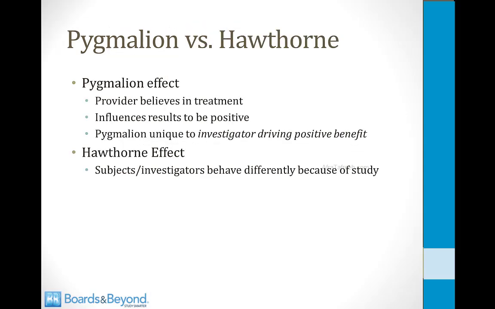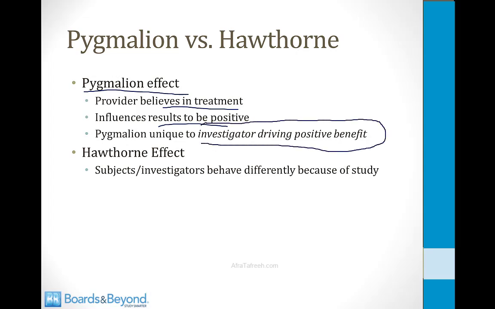The Pygmalion effect and the Hawthorne effect are kind of similar and they can be confusing. Here's how I keep them straight. The Pygmalion effect is when a provider believes in treatment and influences the results to be positive. So it's unique to an investigator driving the positive benefits of some type of therapy. The Hawthorne effect is a more general term when subjects or investigators just behave differently because they're being studied. You can sort of think of the Pygmalion effect as a special, unique subtype of the Hawthorne effect where the investigator is behaving differently to make the benefit of the drug greater than it would otherwise be.